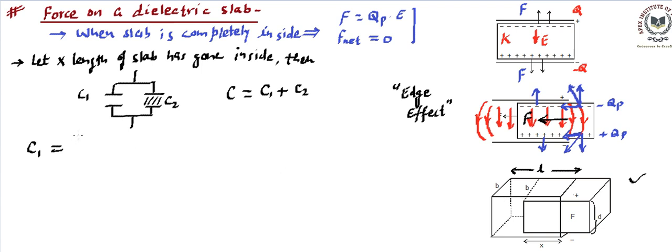So we can say B into L minus X. This is the area of the plate. Epsilon naught divided by D, which is the gap. The gap between these two plates is going to remain the same, which is D. Once we are able to write C1, we can also write the value of C2.